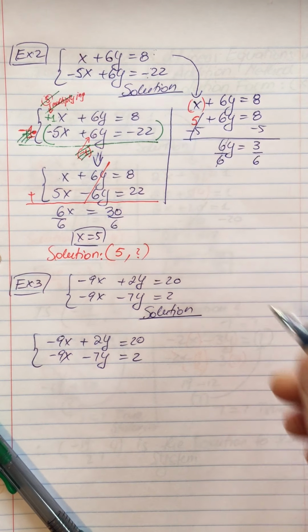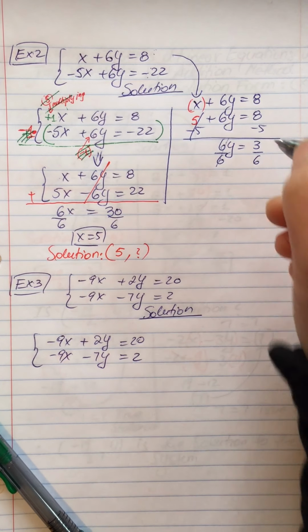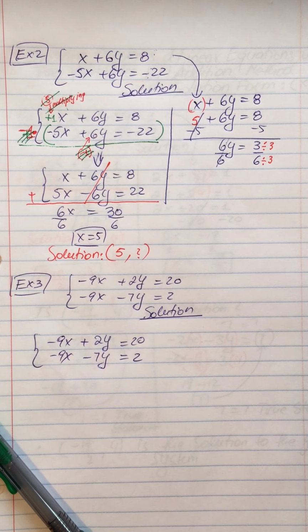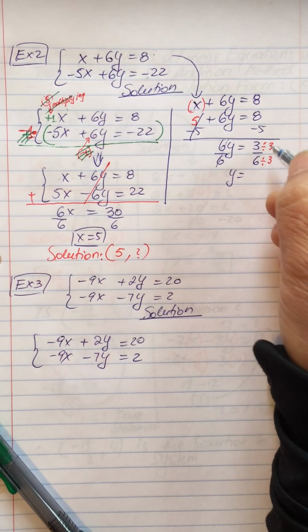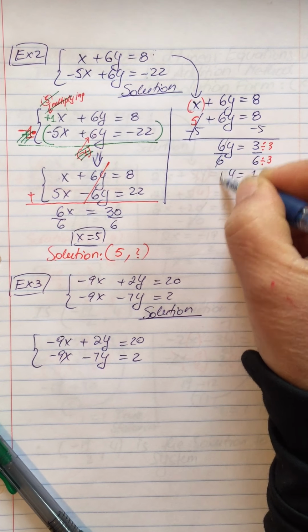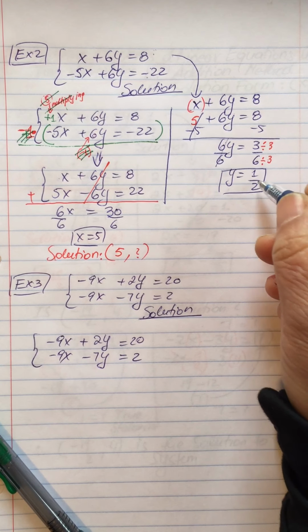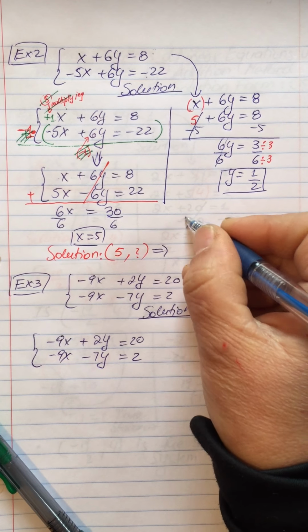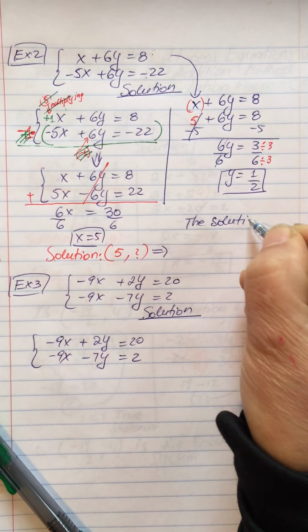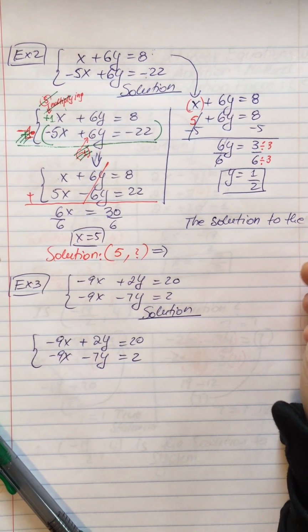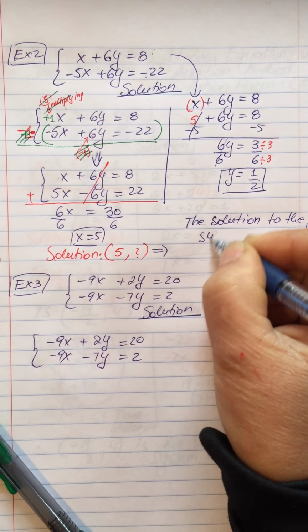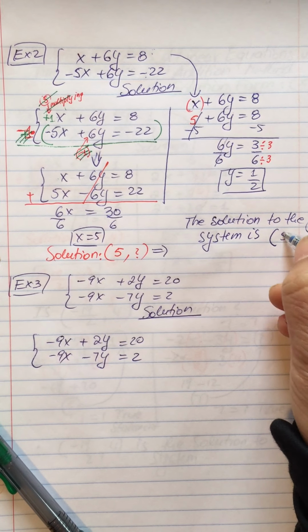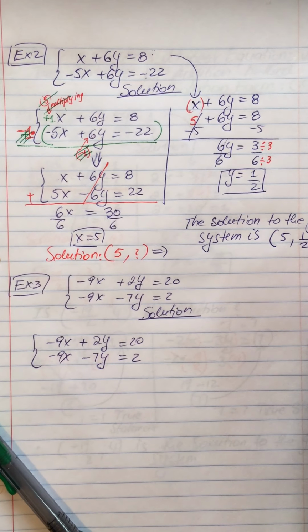6 and 6 simplify, but I can simplify 3 and 6 also. Why not? Dividing by 3 here, y is 3 divided by 3, 1, and 6 divided by 3, 2. So the y value is 1/2. Therefore, the solution to the system is, let's write this correctly, x first, 5, y second, 1/2. Done.